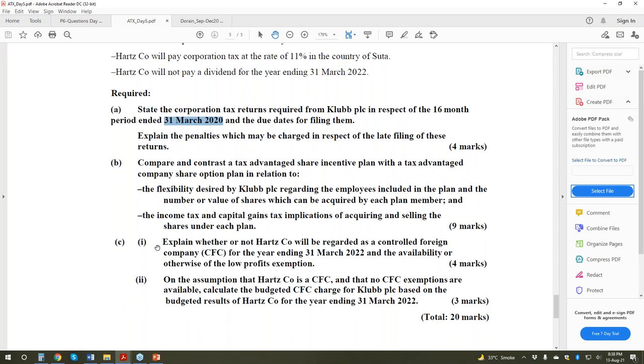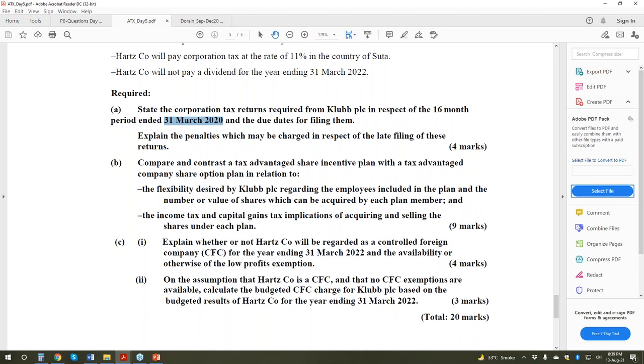C, explain whether or not HCO will be charged as a controlled foreign company, CFC, for the year ending 31st March 2022 and the availability of the low profits exemption. We have discussed CFC previously as well, that what CFC is. Normally the CFC charge is applied on companies that try to evade the tax illegally by opening a non-resident company and owning 25% or more of that company. So we'll go through the topic again and we'll see what the low profits exemption is out of many exemptions that are available.